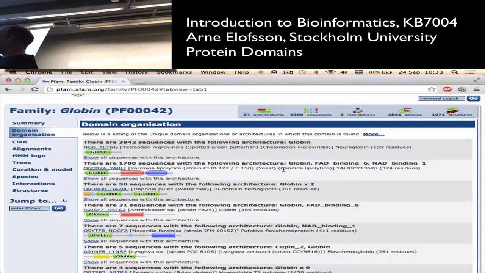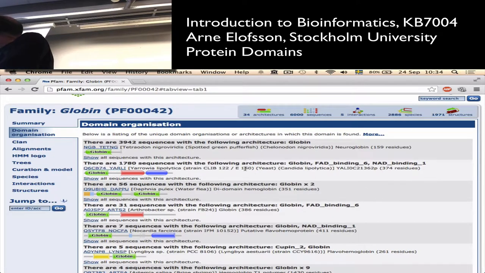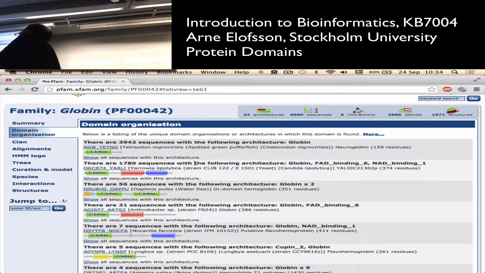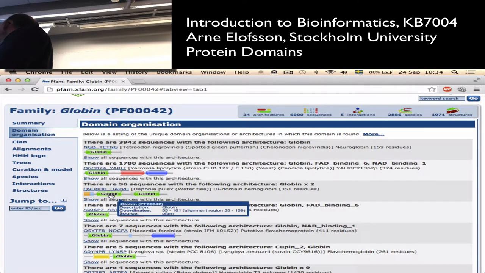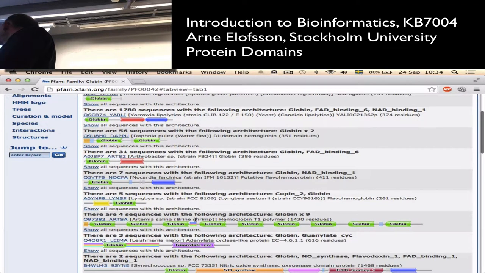You see that 3,942 sequences are found with architecture globin and nothing else. While 1,780 sequences are found with the globin and then whatever that is, oxidoreductase found by the domain and the non-binding domain, traditional domain of oxidoreductases. And this is in yeast, seems to be mainly yeast. And then 56 sequences are found with two, so there's very few, but two globins. So I guess in Daphnia, the water flea, you seem to have two globins together, and you have some other small peptide. And here you have a binding domain, so here you have four sequences with nine globins in some shrimp. I have no idea why it has it.